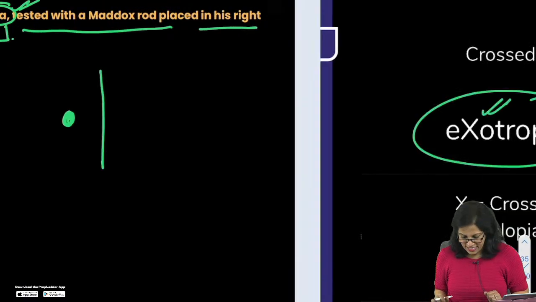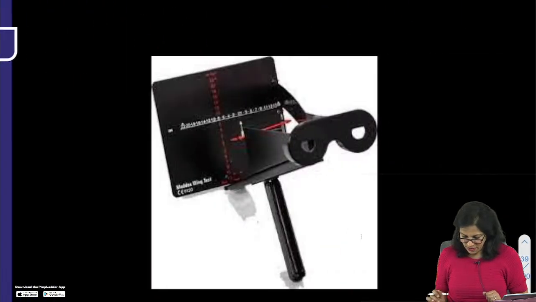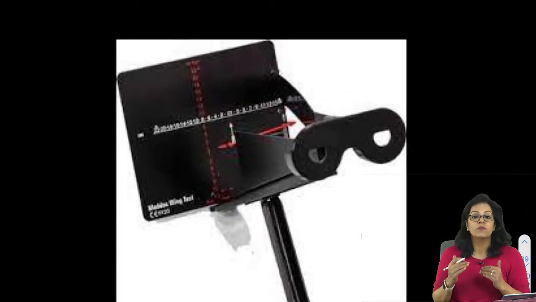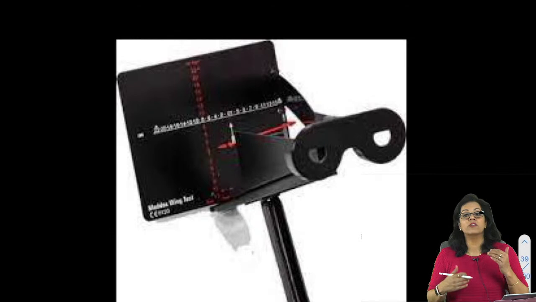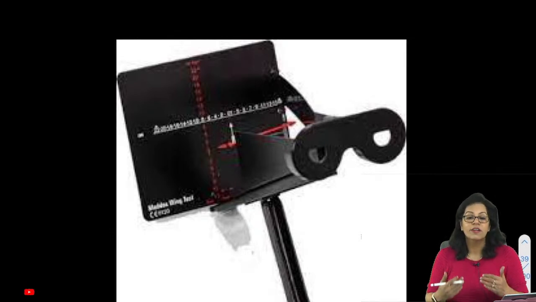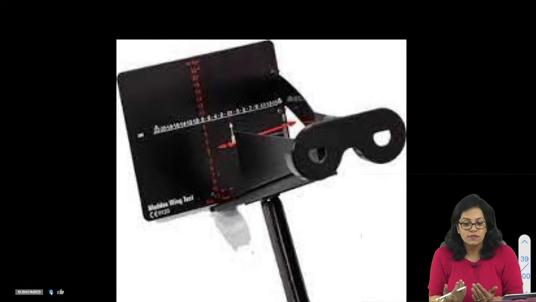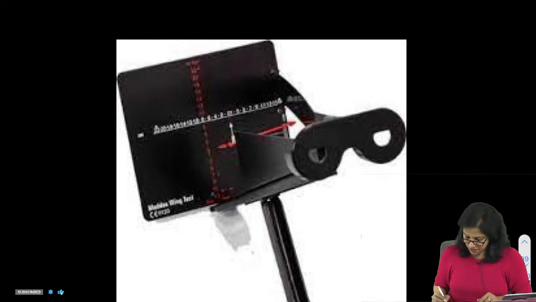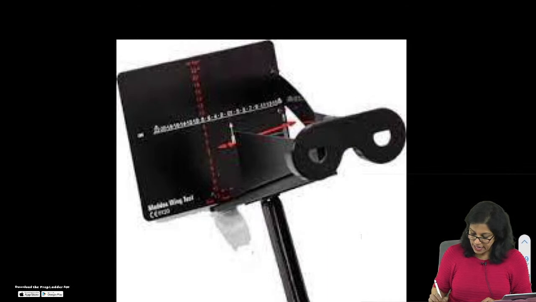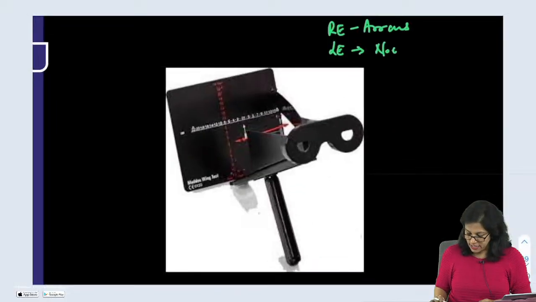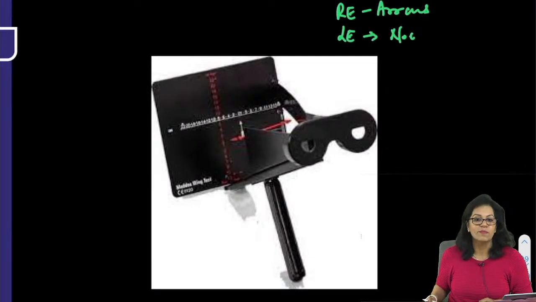Right. So that was about this. And what is this, all of you? Very quickly, this is the Maddox wing. What is the difference? The Maddox rod is mainly done for far vision at 6 meters, and at 33 centimeters this is the Maddox wing. Again we are differentiating the two eyes. The right eye will see only arrows, the left eye sees only numbers. Okay? So the right eye only arrows and the left eye only numbers.